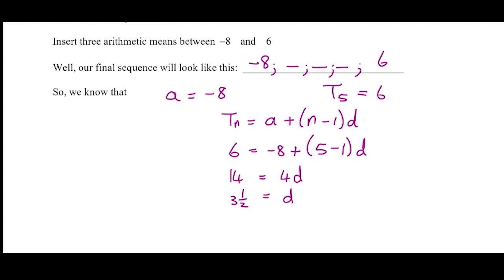As a final thing now, let's just put in those missing terms. We're going to start off with negative 8. If we add 3.5 to negative 8, we get negative 4.5. If we add 3.5 to negative 4.5, we get negative 1. If we add 3.5 to negative 1, we get 2.5. And lo and behold, if we add 3.5 to 2.5, we get 6. So these three numbers here are the arithmetic means that we've inserted.